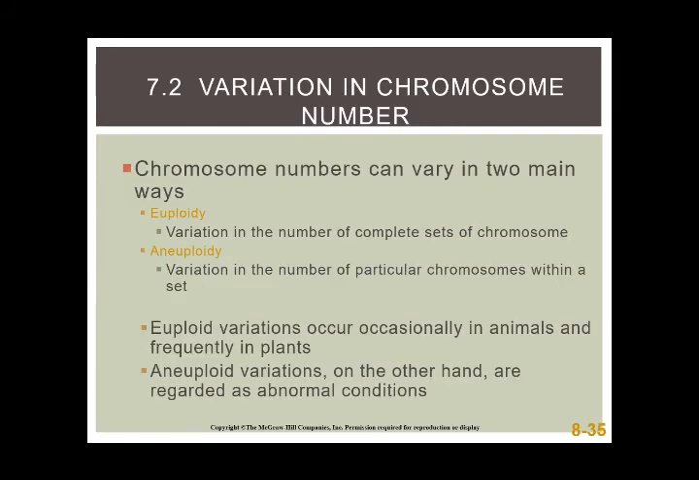Variation in chromosome number. Chromosome numbers can vary in 2 main ways: euploidy and aneuploidy. Euploidy is variation in complete sets of chromosomes, meaning that you should have 2 sets, 2n. Maybe you will have 3 sets, maybe 4 sets, more than normal. Aneuploidy is variation in the number of particular chromosomes within a set, meaning that you have +1, -1, +2, -2, not the whole set. If it is a whole set, it is euploidy. If it is just singular, it is aneuploidy. Euploid variations occur occasionally in animals and frequently in plants. Aneuploid variations, on the other hand, are regarded as abnormal conditions.